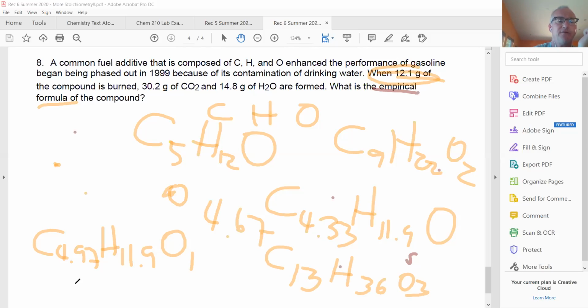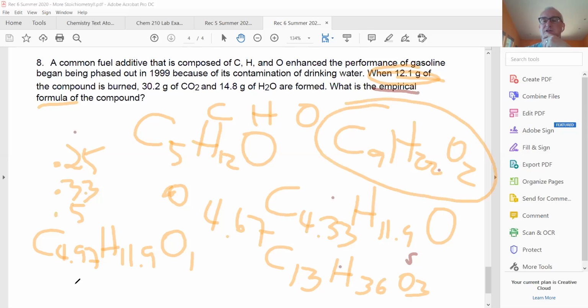Right, so if you get like 0.25, multiply it by 4. If you get 3.3, multiply it by 3. If you get 0.5, multiply it by 2. 0.67, multiply that by 3 as well. Okay? Because remember, you want whole numbers. You want the smallest whole numbers you can. And even if you get some big numbers like this, C9H22O2, there's no number you can divide every one of those by and still get a whole number. So that's fine.